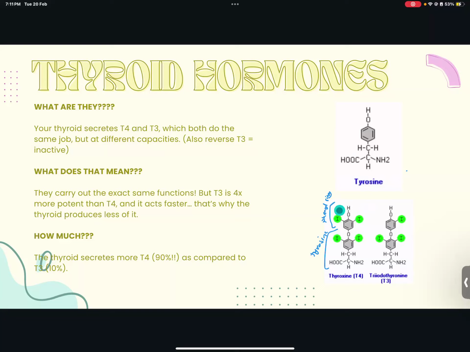Now, the issue is iodine is needed to produce T3 and T4. So in some parts of the world, there is a deficiency in iodine because they don't get it in their diet. Usually you get iodine from your diet. And if there's a deficiency in iodine, then you have basically a deficiency in T3 and T4. All right. But now let's talk about the proportions of T3 to T4. The thyroid will secrete more T4, so it's 90% as compared to T3, which is only 10%.